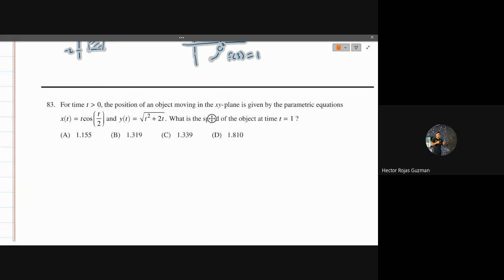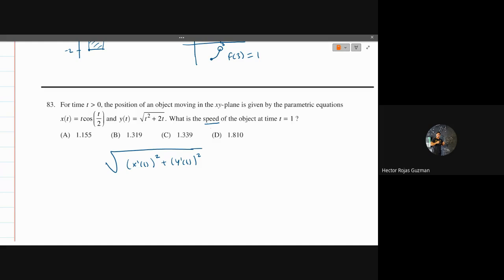Okay. I see some parametric equations here. What's the speed? Well, interestingly enough, we had a question about speed in the FRQs, and some of you don't know your formula for speed yet when we're dealing with parametric equations. Speed is given by the square root of x prime of t squared plus y prime of t squared.